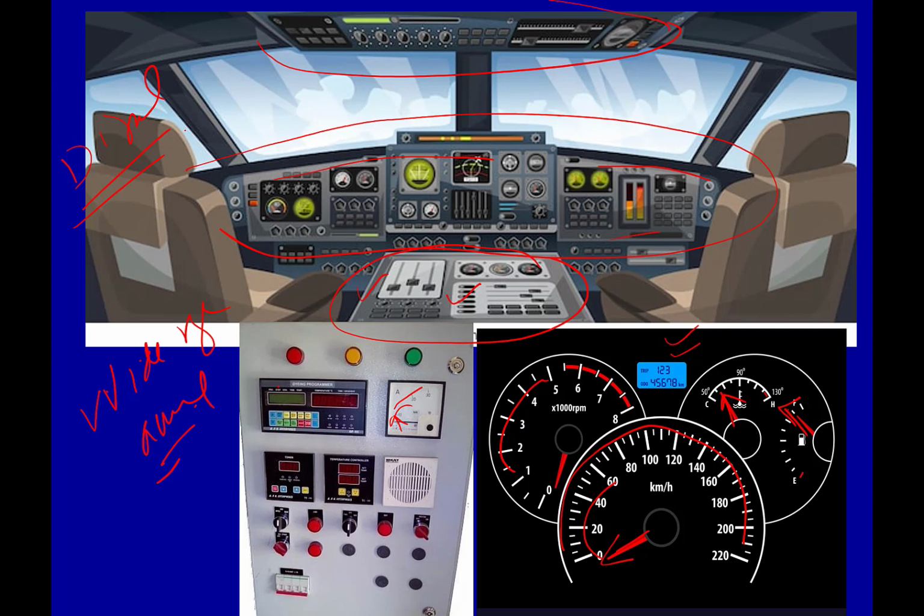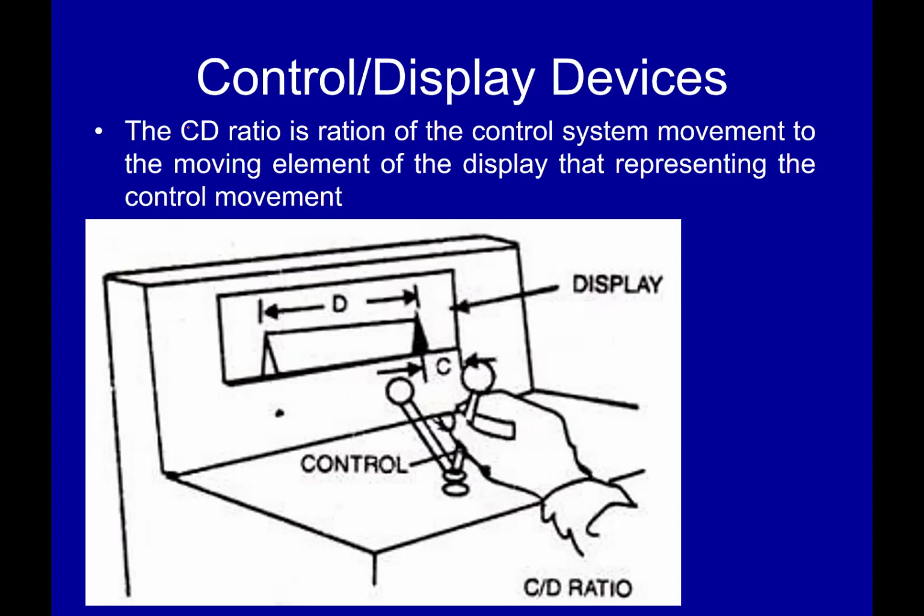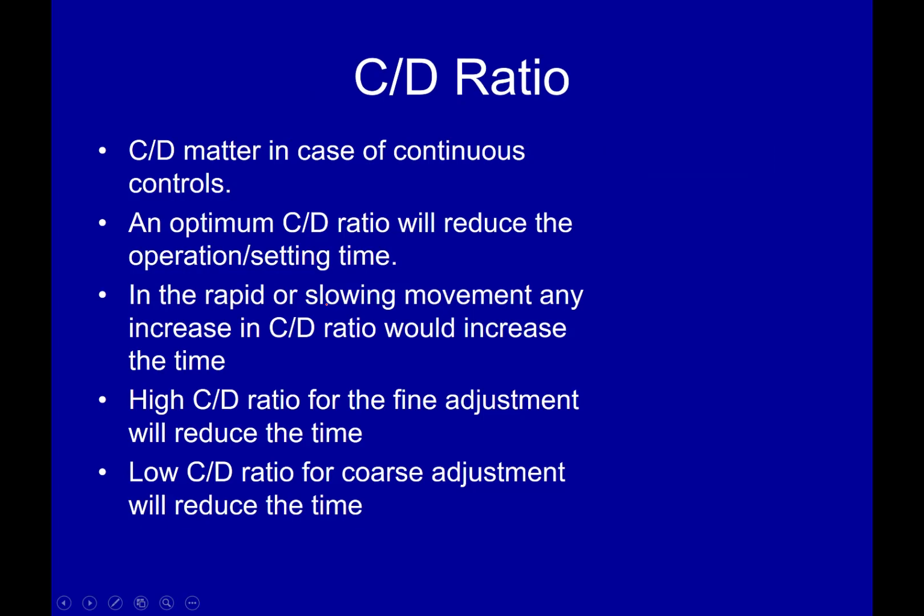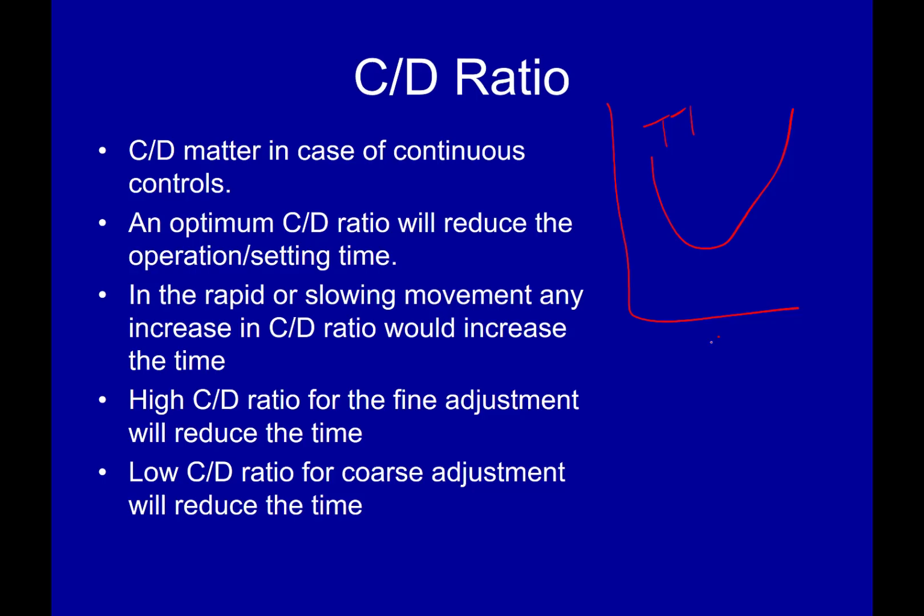So there are different types of display devices, and they are labeled and coded in different ways. This is the C/D ratio I was talking about. Like you have a lever, you move it by a small or larger magnitude, and accordingly you get the display movement. This is called the C/D ratio. I have already explained it; it comes out to be a relationship like this regarding the total time. Here you have C/D and here you have time. So that's all about this one.